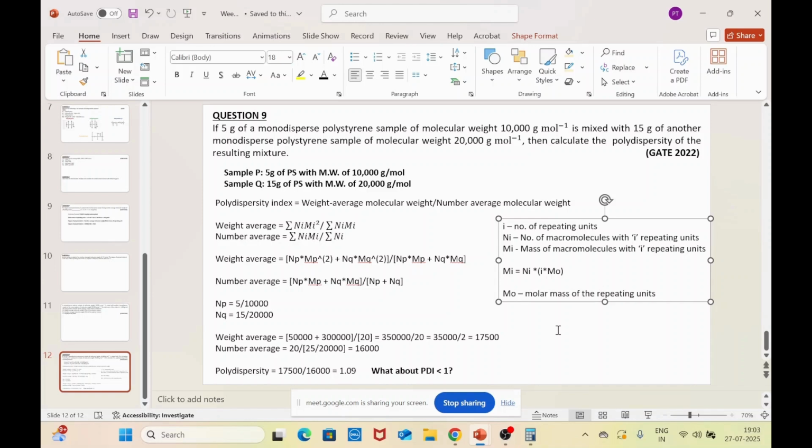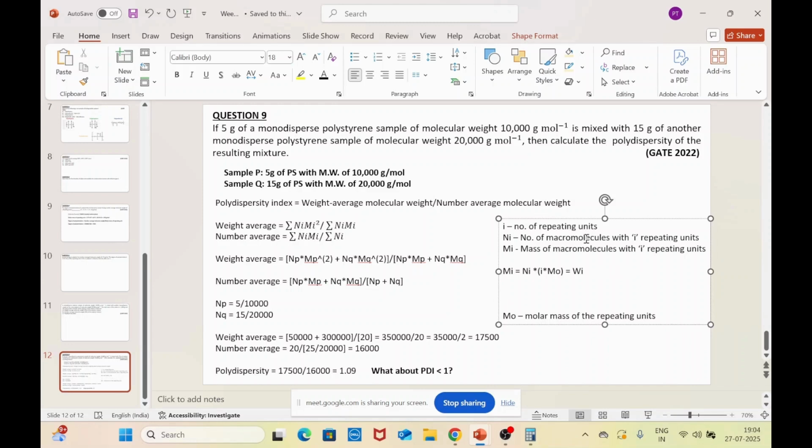Is that fine? And this again, somebody asked whether this Ni times i times Mo can also be taken as Wi. Yes, that is true. But that Wi is, again, just an alternate term, the mass of the macromolecules. You can also represent this as Wi. I'm not going to make it more confusing.